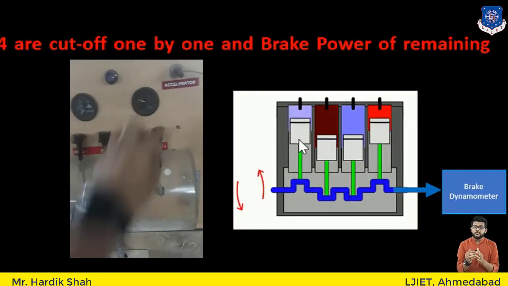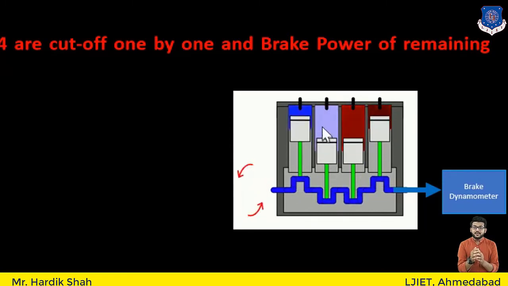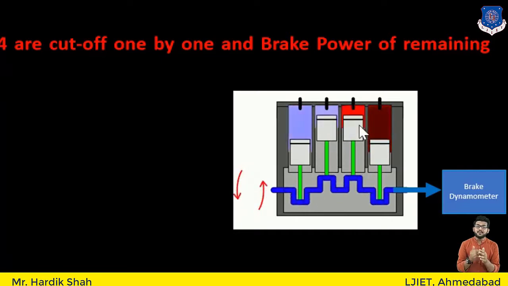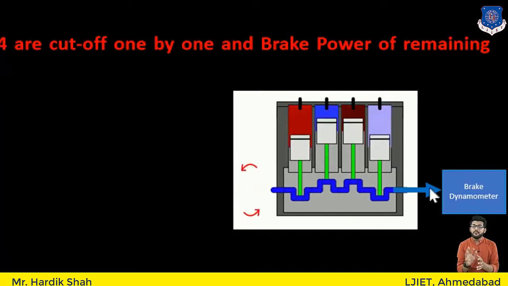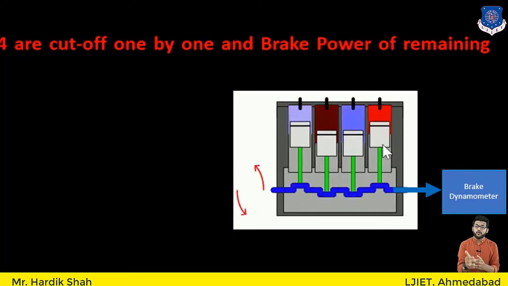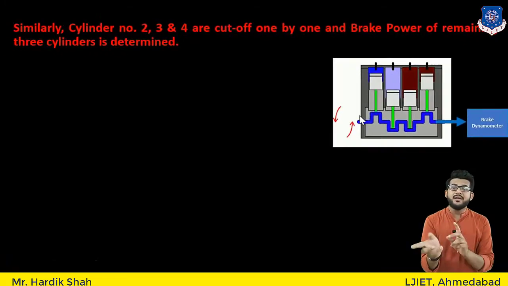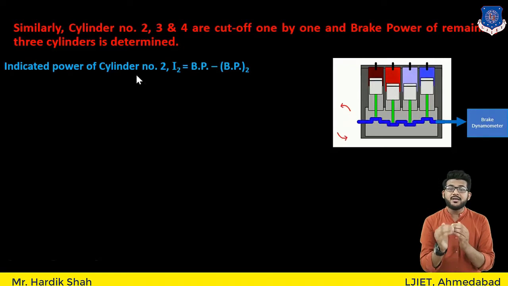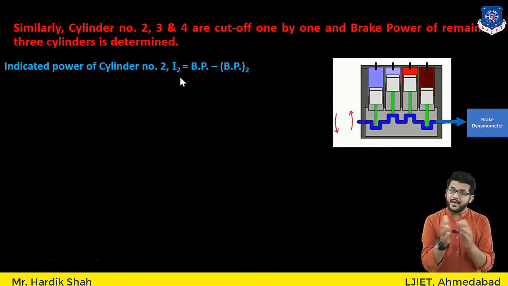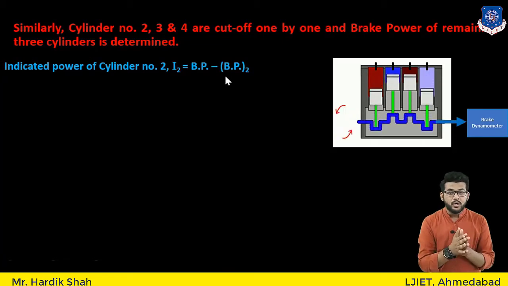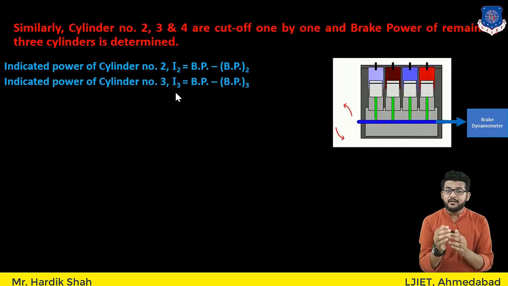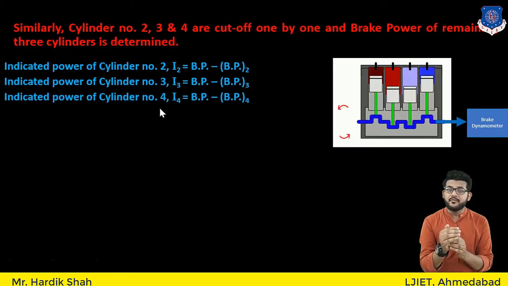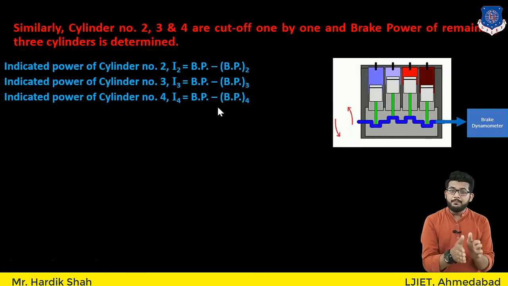Okay. We can cut off, for example, cylinder number 2, then we can find the brake power of the remaining 3 cylinders. Then we will cut off cylinder number 3. So we will find the brake power of the remaining 3 cylinders. Okay. Then we will cut off cylinder number 4 and find the brake power of the remaining 3 cylinders. Okay. So by doing that, we will have the indicated power of each cylinder. For cylinder number 2, it will be I2, that is equal to BP minus BP2. Indicated power of the cylinder number 3, it will be I3, which is equal to BP minus BP3. And indicated power of the cylinder number 4, that is I4, is equal to BP minus BP4.